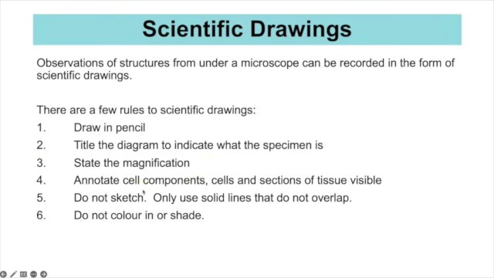You should always annotate the cell components or the cells themselves or the section of tissue that is visible that you've drawn. It shouldn't be sketchy lines. It has to just be solid lines that don't overlap with no gaps, and you mustn't do any colouring or shading. So essentially the aim of these diagrams is to show the size, location, proportion. They are not artistic, so that's why we don't have any sketching, shading or colouring. It's all about the facts, the size, shape, position and labelling the structures. And although I've said this for microscopes, when you come on to do dissections, you could be asked to do scientific drawings of what you observe in your dissection as well.